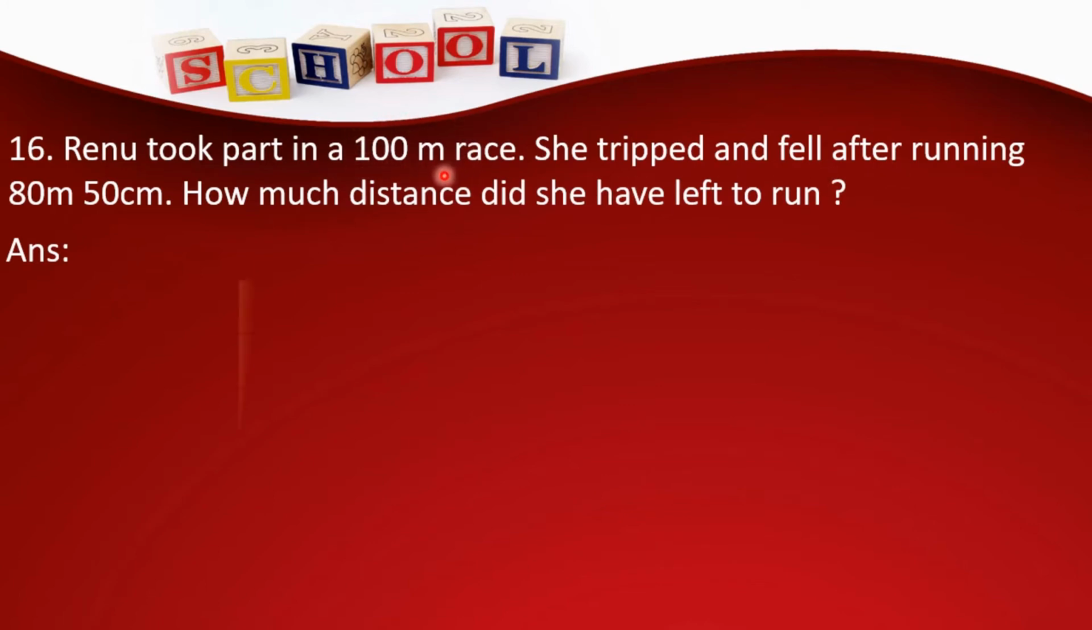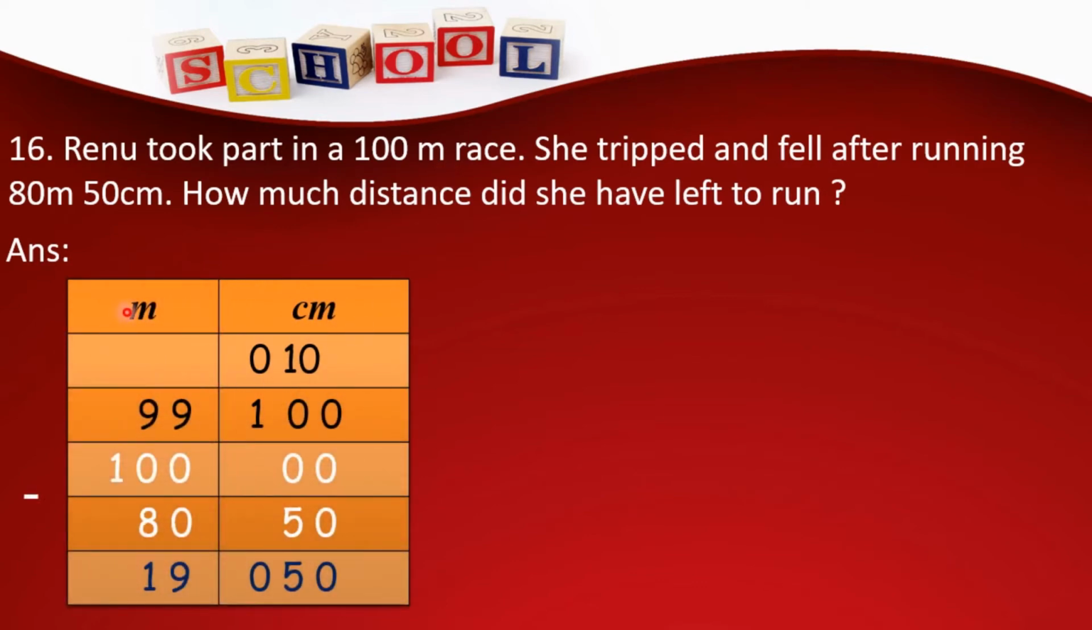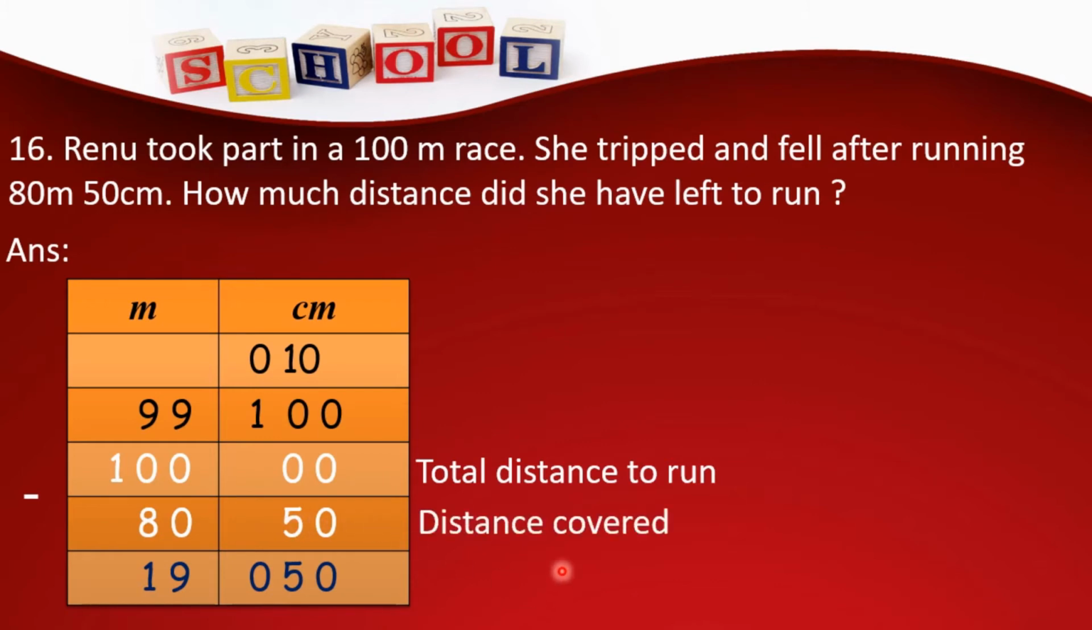So let's do it. We'll make two columns, one for meter and one for centimeter. And we write 100 meters and 0 centimeter, which is the total distance to run. And we subtract 80 meter 50 centimeter from it, which is the distance she covered. Now here, as you can see in the centimeters column, we have to subtract 50 from 0, which is not possible as 50 is bigger than 0. So we will borrow 1 meter from this 100 meter, and 1 meter will be 100 centimeter.